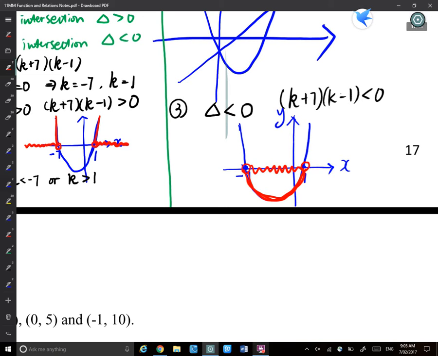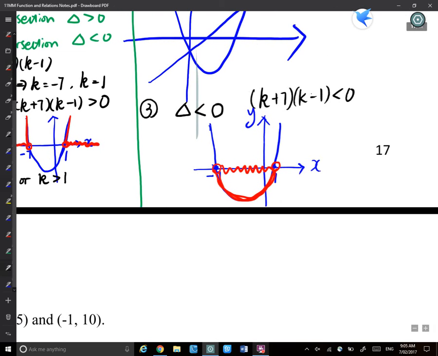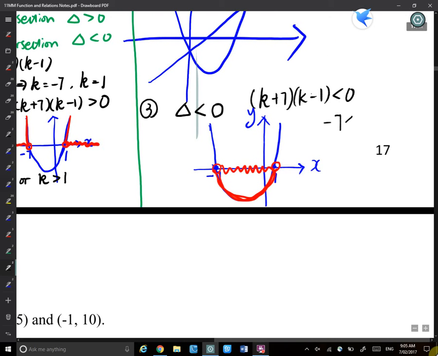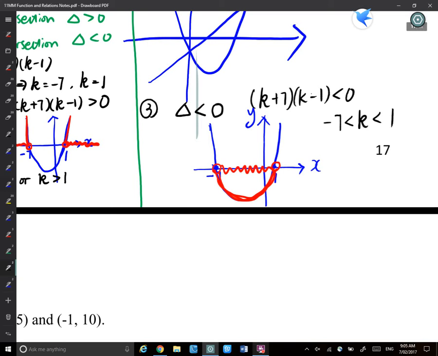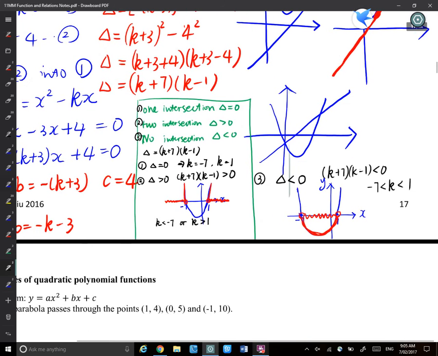A y value smaller than 0 is below the x-axis. Then what x value corresponds to that will be the values in between on the graph. So that is the k value in between negative 7 and 1. You cannot take negative 7, you cannot take 1. It's those values.